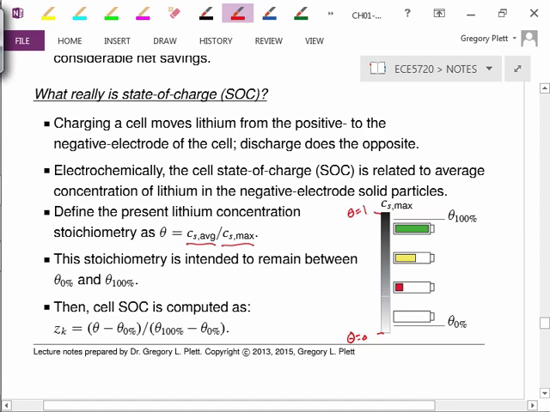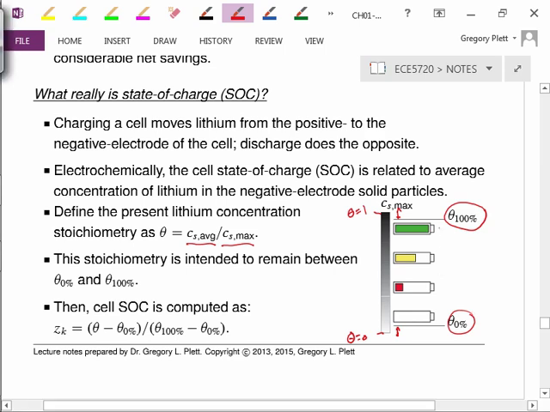Now, usually, always, we operate not between theta equals 0 and 1 for various reasons that include the breakdown of the materials if we do that, but we operate within some window. So there's a little bit of safety margin built in here, so that the thing I call theta 0% is different from theta 0, and theta 100% is different from theta 1. This is simply the stoichiometry, or the concentration ratio, the utilization ratio, in the electrode when the cell is considered to be at 100% state of charge, and this is the ratio when the cell is considered to be at 0% state of charge. That's our operating window.